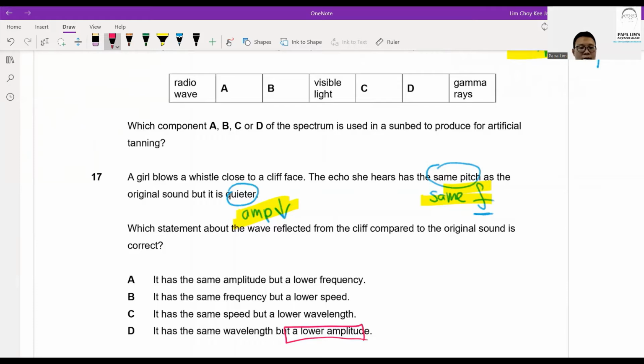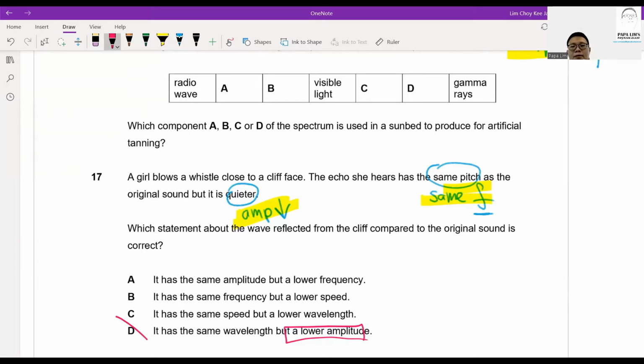Okay, then you find that for MCQ, the more you look, you find a lower amplitude, right? There are no other choices really. There's only one, D, that is there. So straight away you choose the answer to be D. But if you want to work it out, no problem.